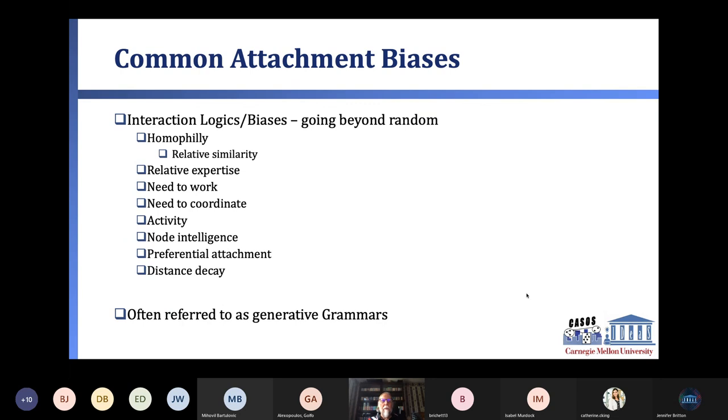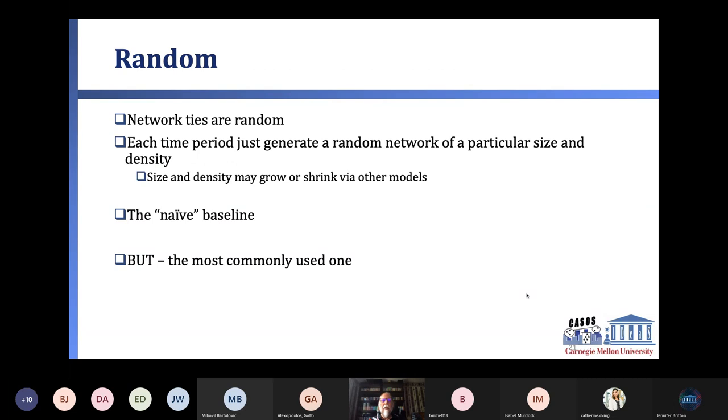For example, if we think of the paradigm of building up a network by adding on nodes and connecting them up, there's a lot of ways we might want to add nodes on. Homophily, I mentioned earlier, the different needs, like you need the expertise they have, you need to work with someone, you need to coordinate with them, preferential attachment, proximity, distance. There's all kinds of reasons why you might make connections with people, but I'll tell you the most commonly used one for this particular application is just random. You assume that ties get added randomly to a network.